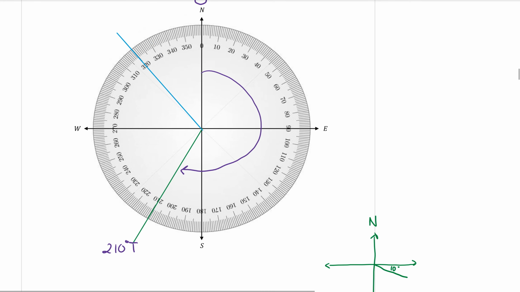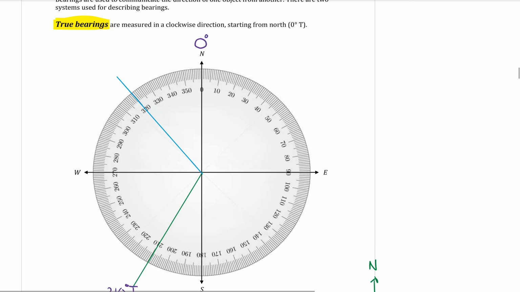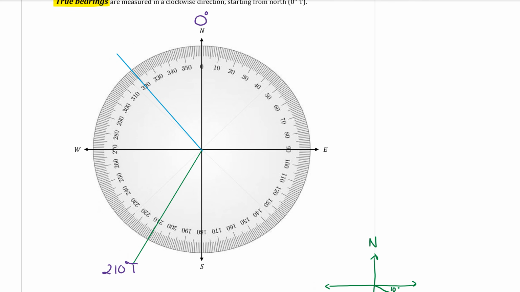Okay, let's do the blue line. For the blue line, the true bearing, again, we always start from the top up here at 0 degrees, and we always go clockwise. Don't go backwards. Clockwise all the way around to the blue line, which is going to be, using the protractor, 320 degrees T.